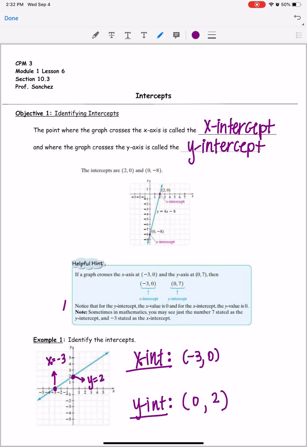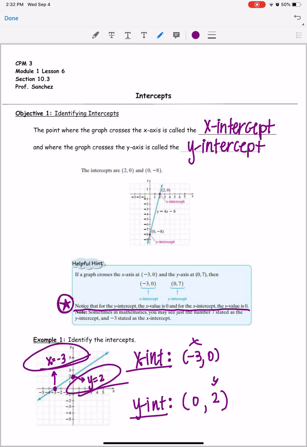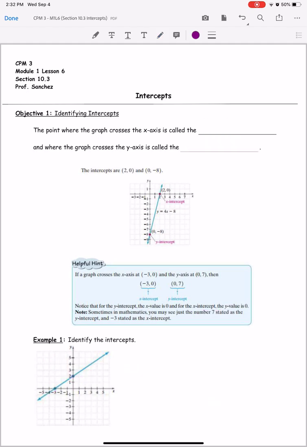And so that is what this little helpful hint is kind of telling you. A lot of times it gets confusing. Does the 0 go for the y or does it go for the x? And so it says right here, notice that for the y-intercept, the x value is 0. And for the x-intercept, the y value is 0. So it's kind of opposite. So if x equals 3, your x is 3 in that ordered pair. If your y equals 2, your y equals 2 in that ordered pair. Let's turn the page and let's do a couple more of these examples.